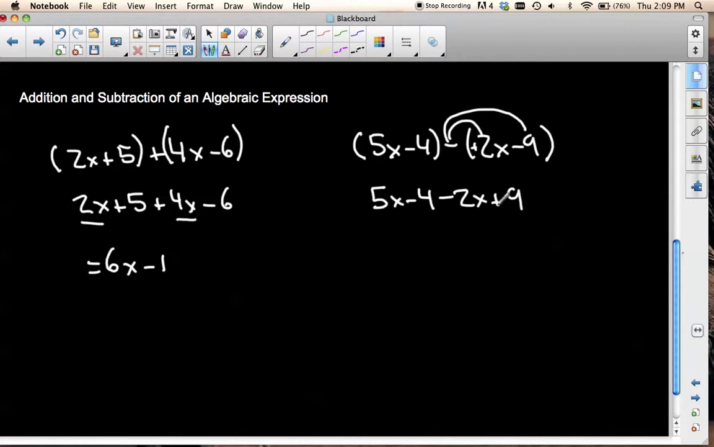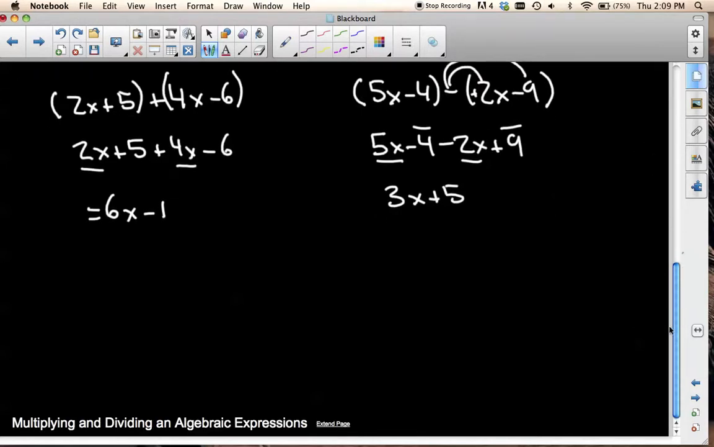And then again, I go through my like terms. 5x minus 2x will give me, you guys get it, 3x. And negative 4 plus 9 will give me positive 5. This is my addition and subtraction of an algebraic expression. This is called the distributive property, which we saw before.